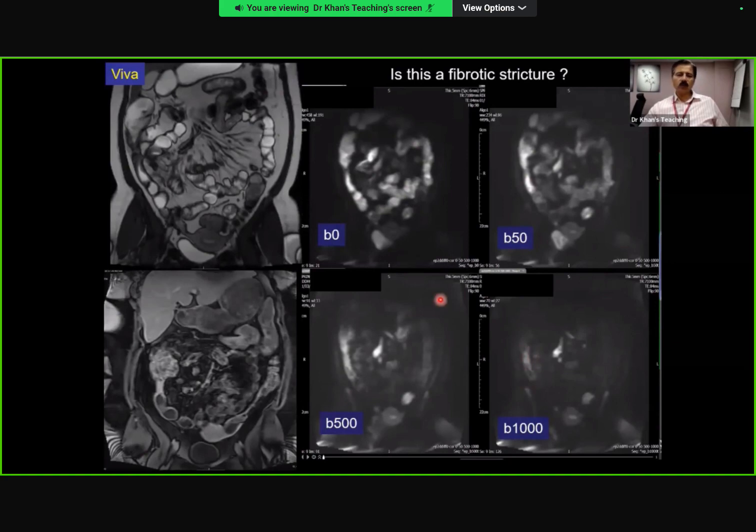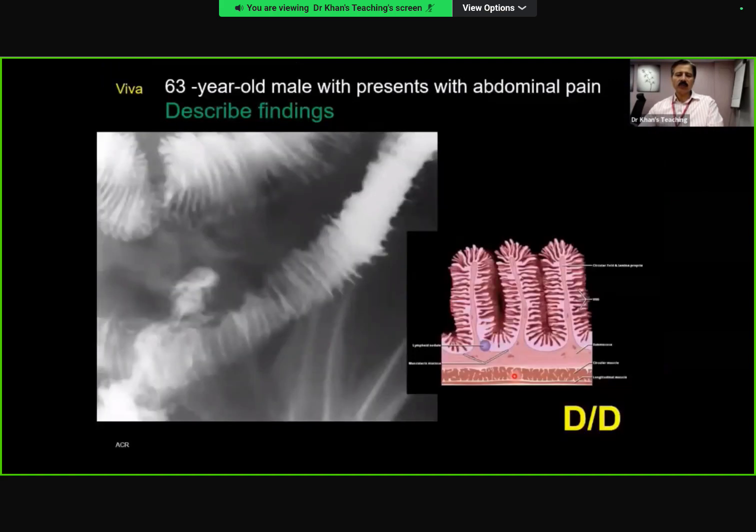So the take-home point was how do you pick up restricted diffusion? This is how: it should continue showing high signal on the highest B value. Please remember the same concept we will see in liver imaging also, where we increase the B values and we will say restricted diffusion when it continues to show high signal on the highest B value.